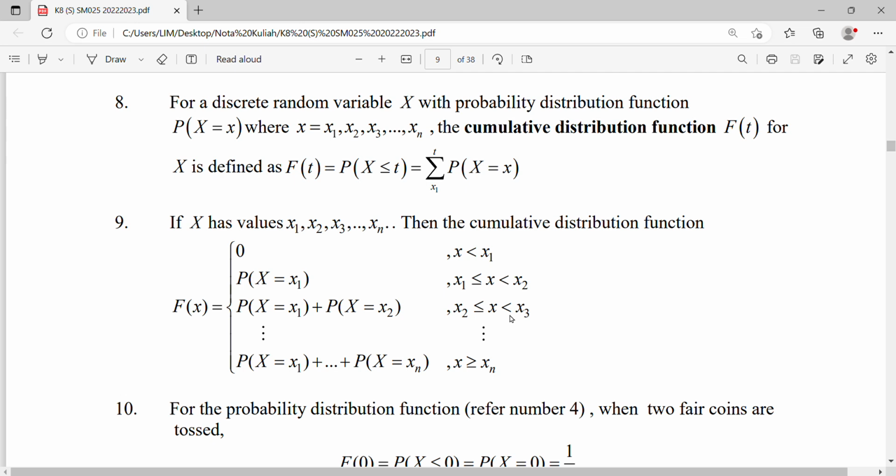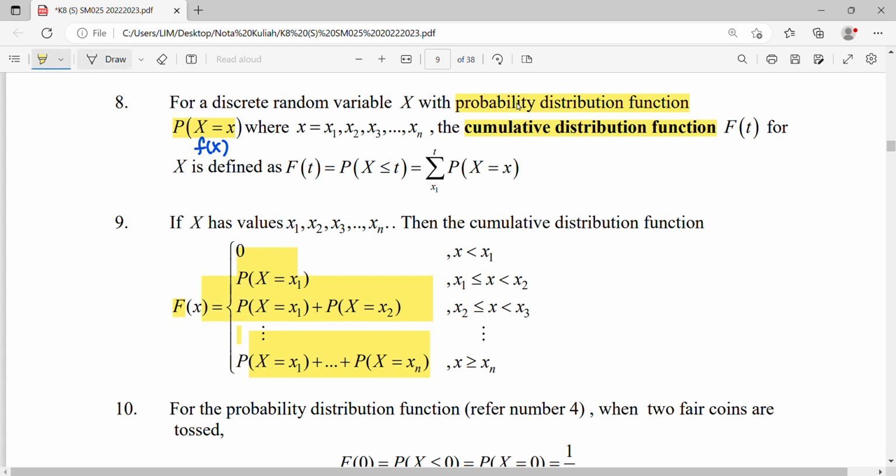For a discrete random variable, when we have the probability distribution function, f kecil, or sometimes we represent it with f kecil, we can obtain their cumulative distribution function. Cumulative distribution function adalah F besar. F besar, you can see this one, F besar.